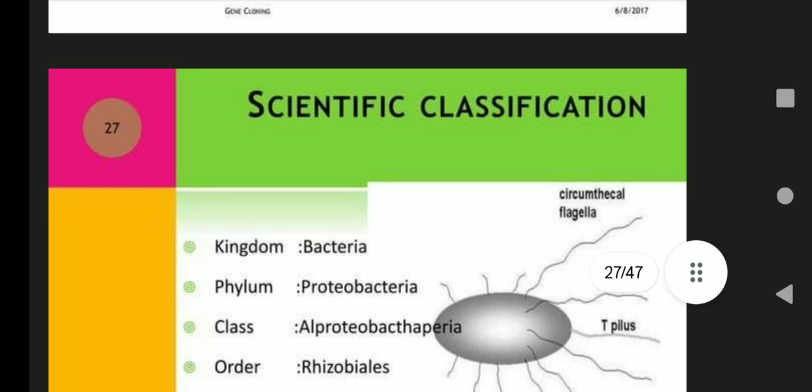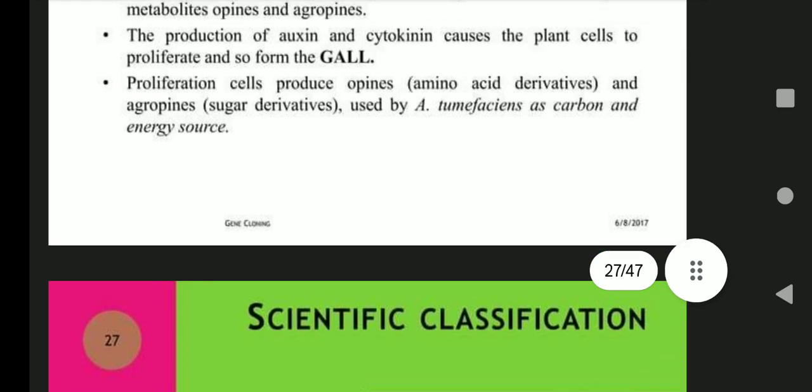The tumor gall proliferation is due to the opine derivatives of amino acids called agropines. The energy which is needed for the formation of this is in turn provided by the plants.